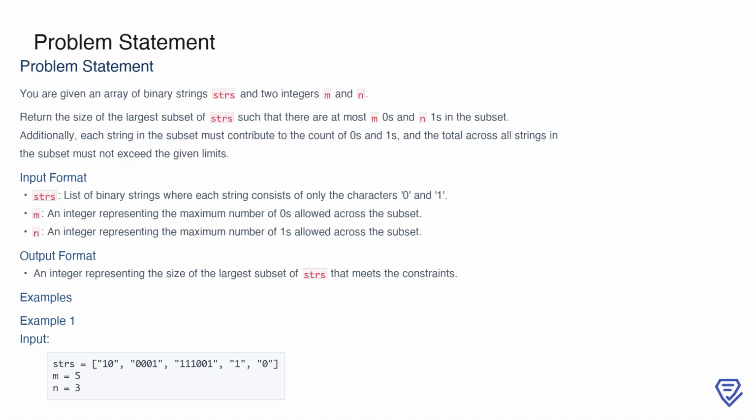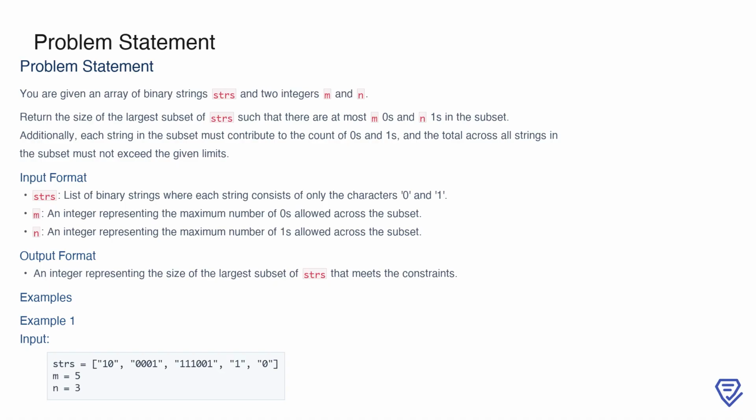these constraints. For the input format, strs is a list of binary strings that contain only the characters 0 and 1. The integers m and n represent the maximum number of zeros and ones allowed in the subset. The output will be an integer that represents the size of the largest subset that satisfies these constraints.